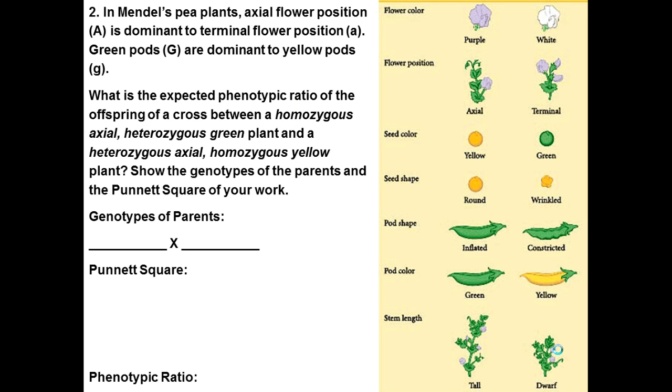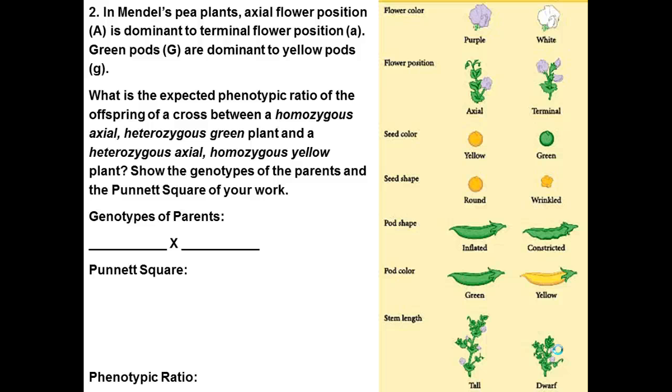Okay, so let's practice another dihybrid. So in Mendel's pea plants, axial flower position is dominant to terminal, small a. Green pods are dominant to yellow pods. What is the expected phenotypic ratio of an offspring of a cross between a homozygous axial and heterozygous green plant, and a heterozygous axial and a homozygous yellow? Show the genotypes of the parents and the Punnett Square of your work.